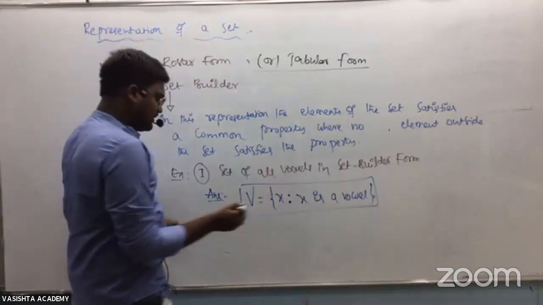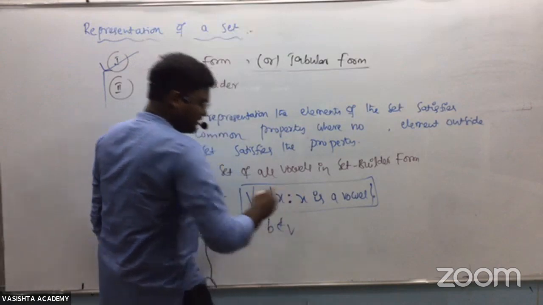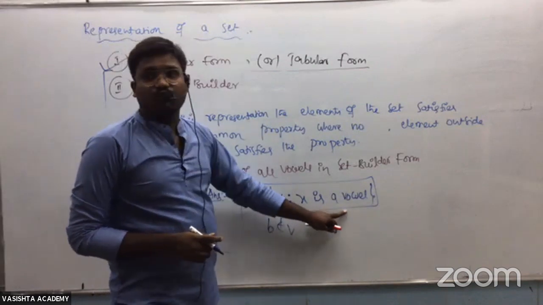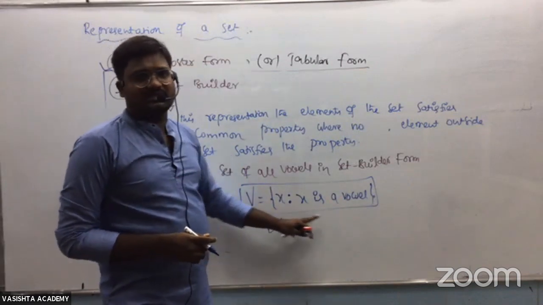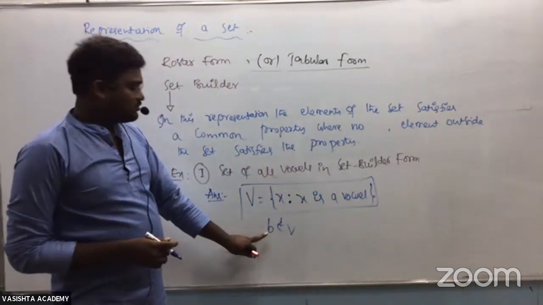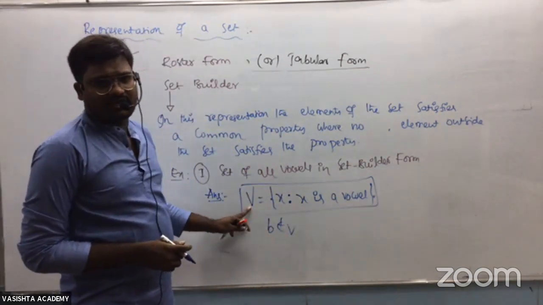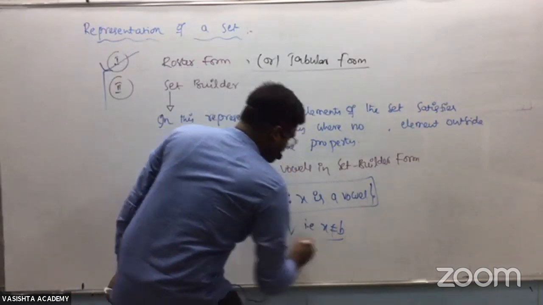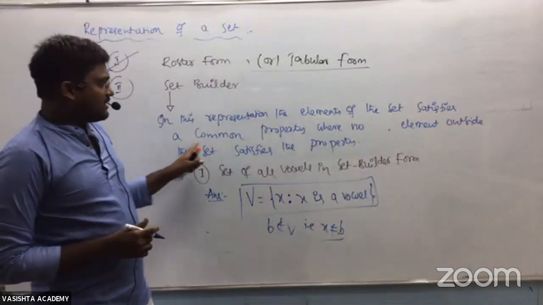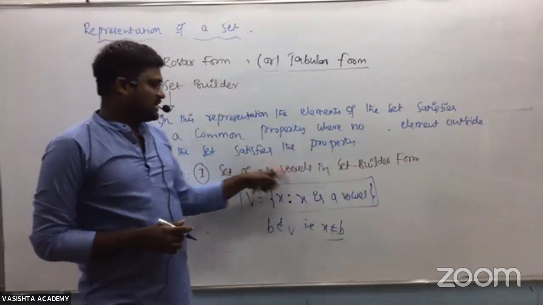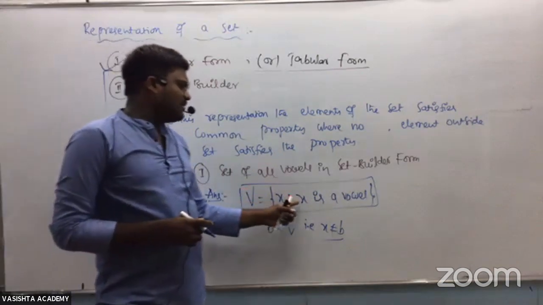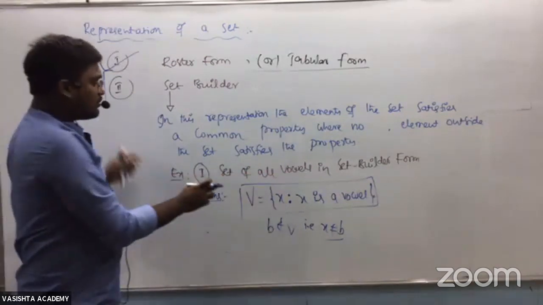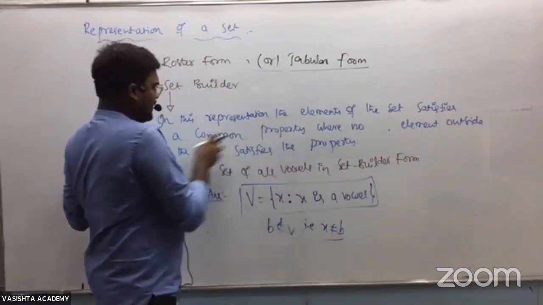So when I take B, for example, B does not belong to V, because x cannot be taken as B, because x is a vowel. Here the underlying property is x is a vowel, but B is not a vowel. So B does not belong to capital V. Understood? No element outside the set satisfies the property. If you take any element which is not a vowel, definitely it will not satisfy this property. Understood? So all the elements of the set will satisfy a common property.